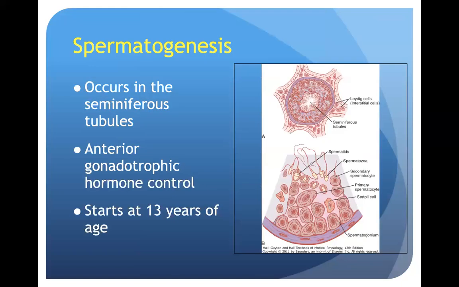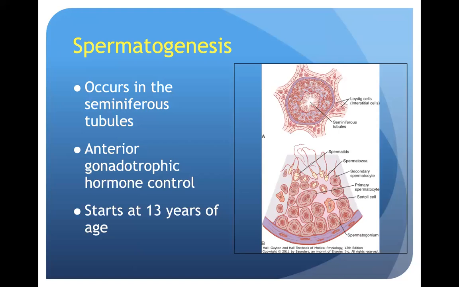Okay? So let us first start with spermatogenesis. From the word itself, spermato, sperm, and then genesis. This is the production or the synthesis of the sperm cells. Spermatogenesis occurs in the seminiferous tubules, which are found inside the testes. It is controlled by the anterior gonadotropic hormones, and it starts during puberty, roughly around 13 years of age. That's the average, but it may occur a little earlier in some individuals.